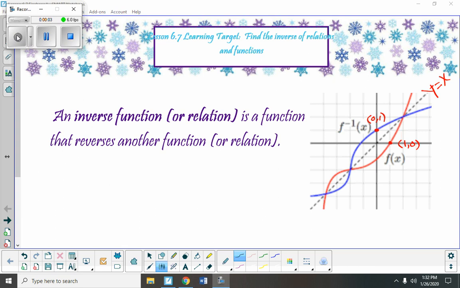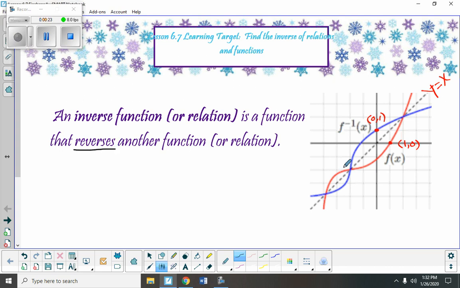Right, in this lesson, we're going to be talking about functions and the inverse of functions and relations. Now, just as a review, remember a function is a relation in which every input has exactly one output. The inverse actually reverses a function.